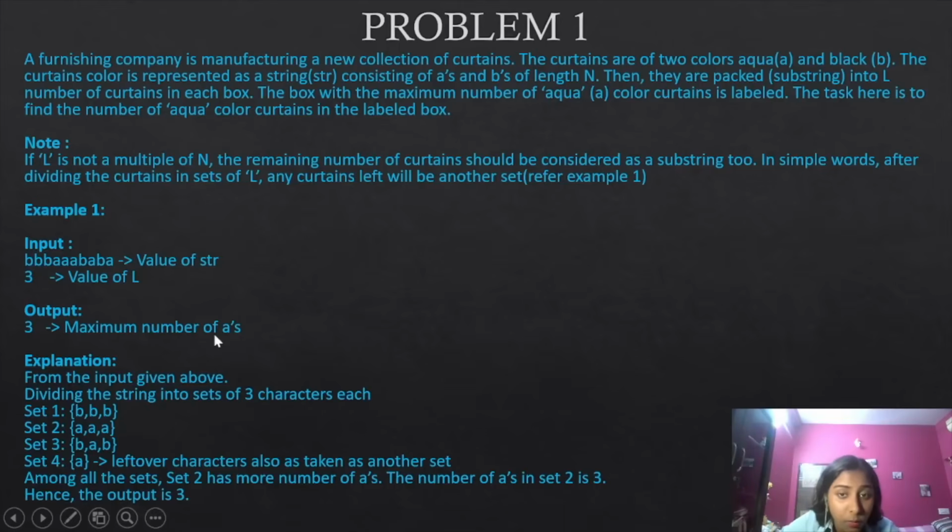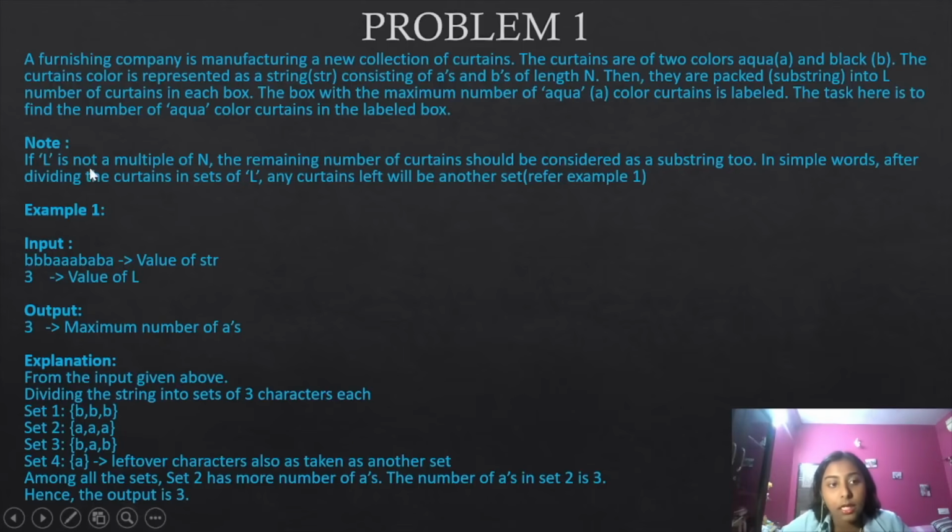How did we find that output? Let's see the explanation. From the input given, we are dividing the string into sets of 3 characters each. So the length of the characters inside my box is 3. How can we divide it? First BBB, so set 1 is BBB. Next comes AAA, set 2 is AAA. Then comes BAB, set 3 is BAB. Now, what is left? A.